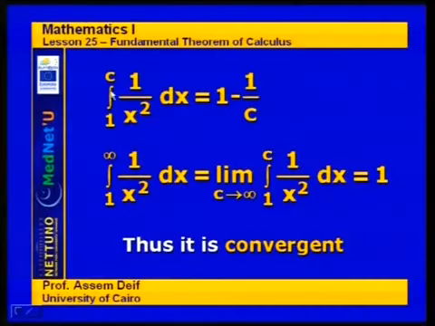So in this case, first of all, we integrate from 1 to c, obtaining the antiderivative minus 1 over x, and you substitute from 1 to c, and you get 1 minus 1 over c. Then you take the limit, if it exists, of your integral from 1 to c in order to obtain your integral from 1 to infinity, and you find that it is equal to 1. Therefore, your integral converges.